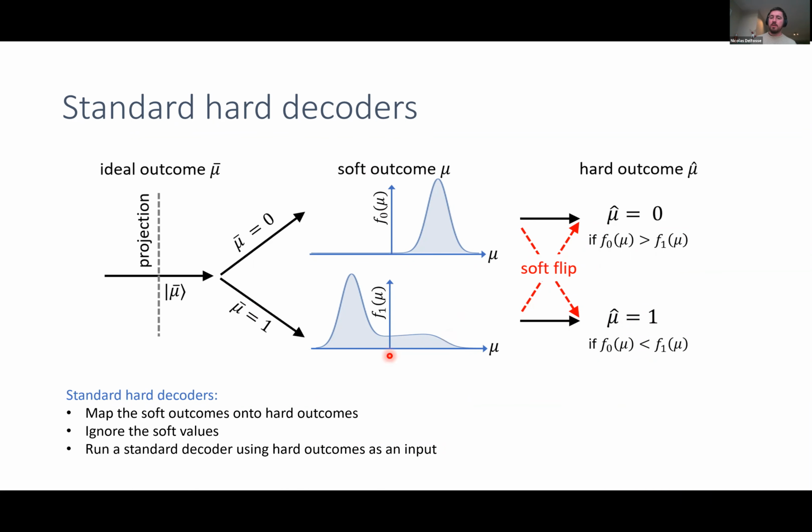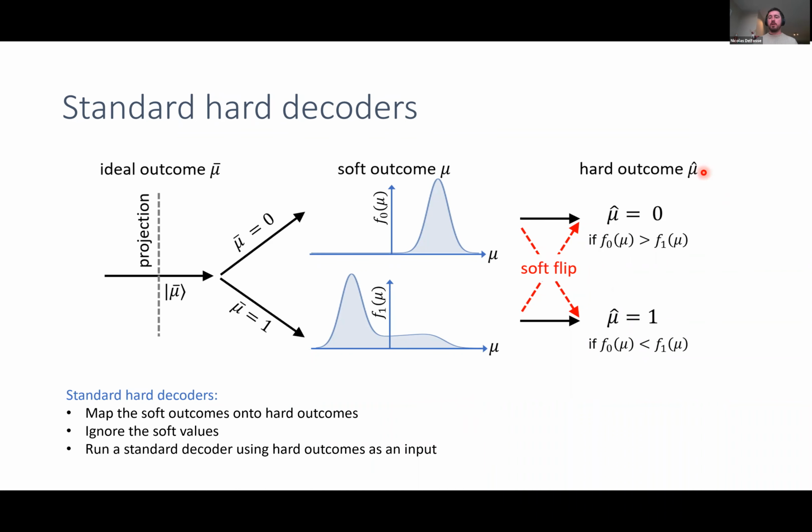And within this process, there can be a fault. We can imagine that we sample from F0, but we get a very rare outcome, like here. It has a non-zero probability, and we will assume that the hard outcome is 1. We will assume that the outcome was 1. It's a fault. It's a soft flip. Is that clear?